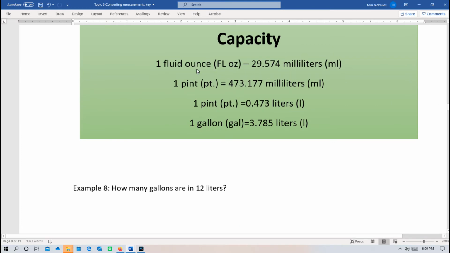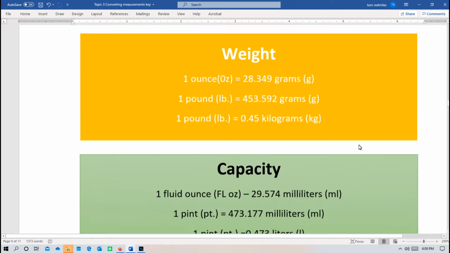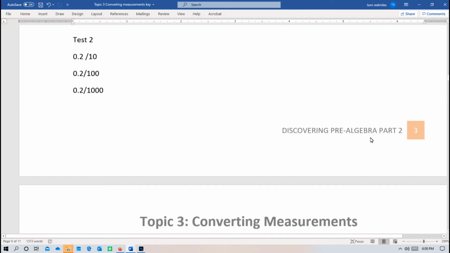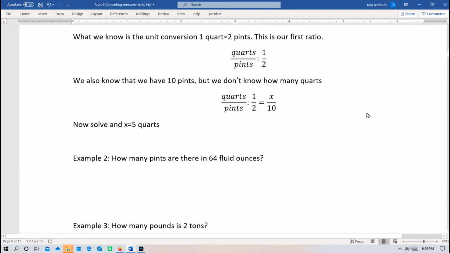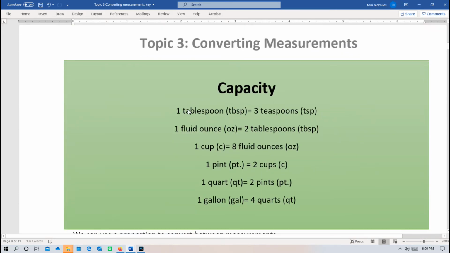All right, 1 fluid ounce, that's a British conversion. Let's go up to our imperial conversions. So 1 tablespoon is 3. Okay, so 2 tablespoons. So we got to use a couple of conversions here. We're going to have to use 1 tablespoon equals 3 teaspoons. And we're going to have to use 2 tablespoons equals 1 fluid ounce.